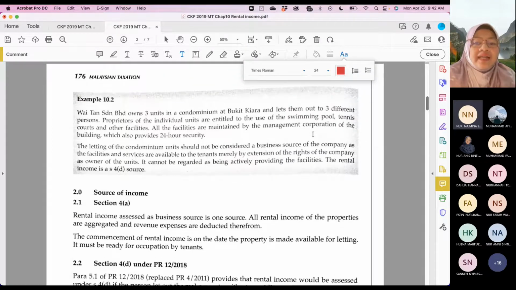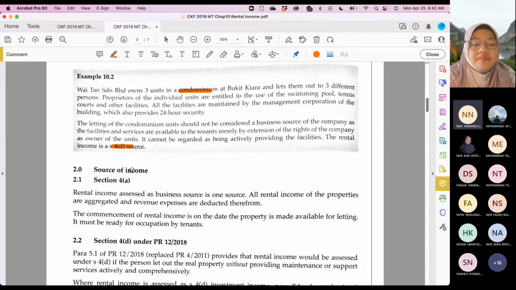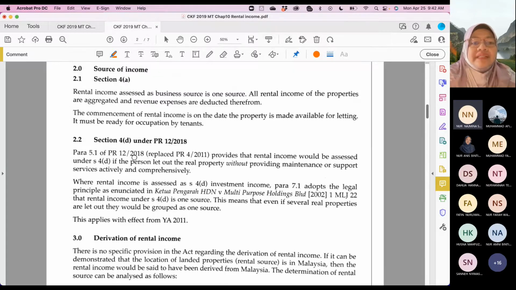Example here is that 942, we have Y tax number have 3 units of condominium, and let them out to 3 different persons. So you know that because it is a condominium, you cannot provide the comprehensive maintenance. Because of that, you will assess under section 4D income. Section 4A, rental income assessed as a business source as one source. So this one is very important.